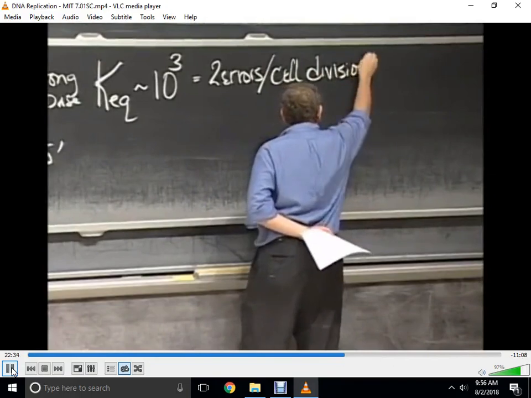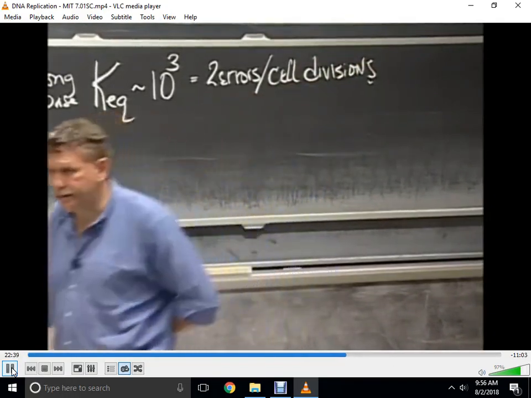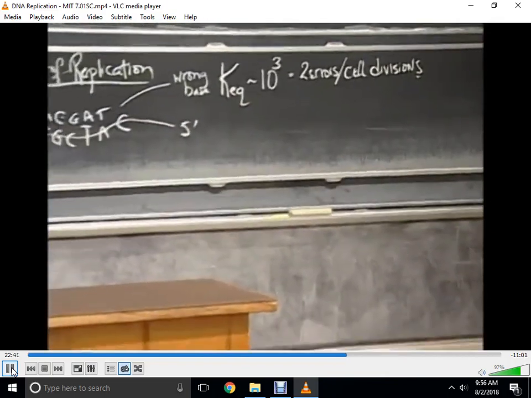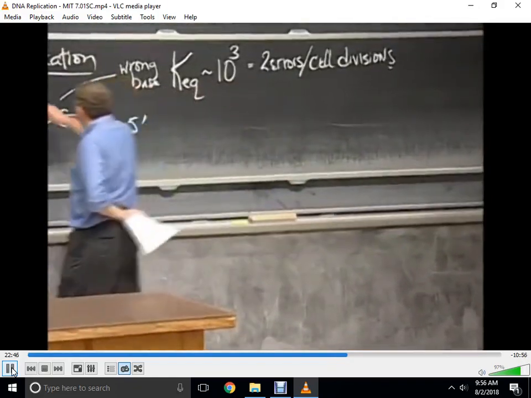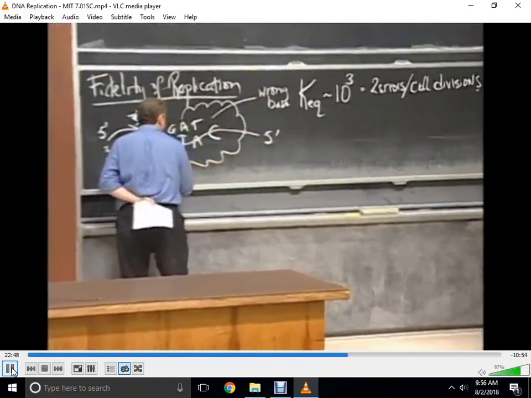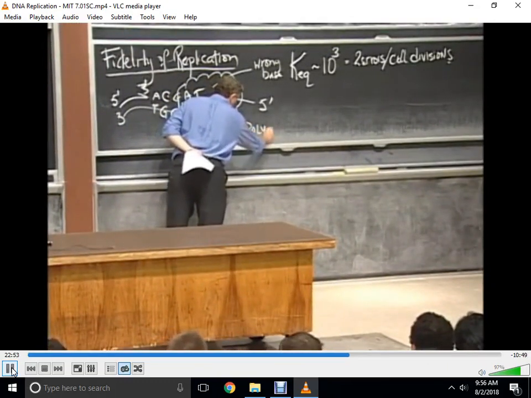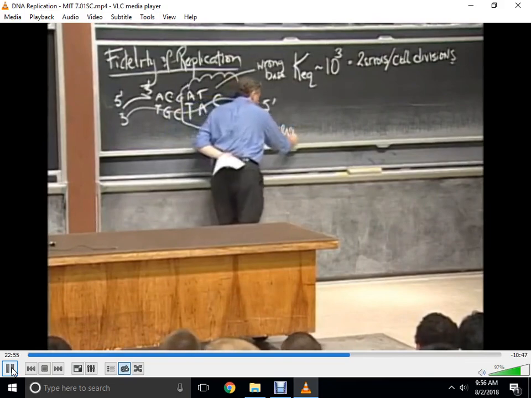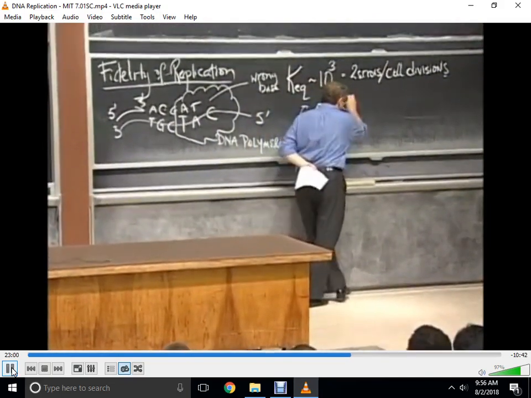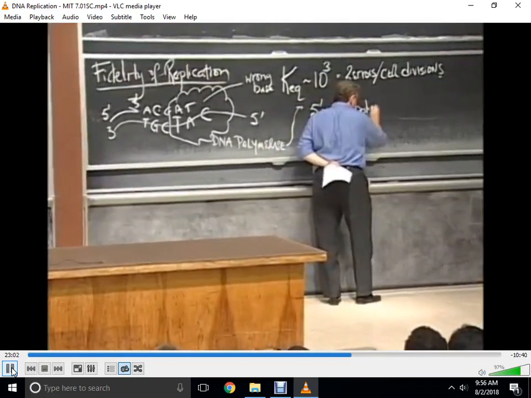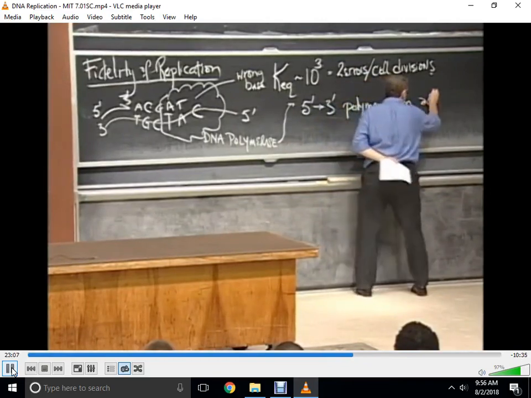It was discovered that the enzyme DNA polymerase, which has a 5' to 3' polymerization activity, also does a second thing.